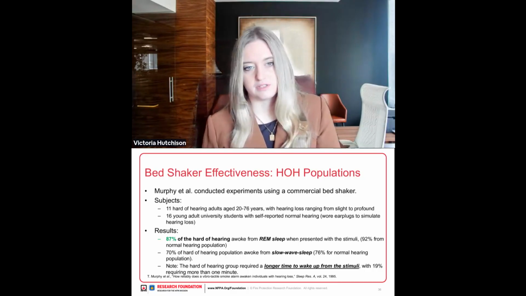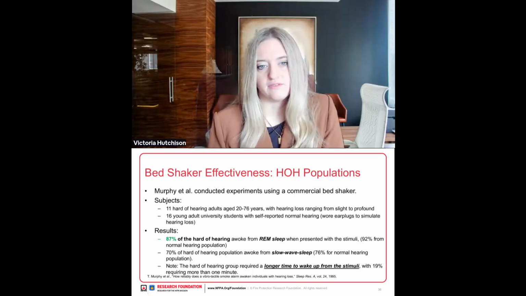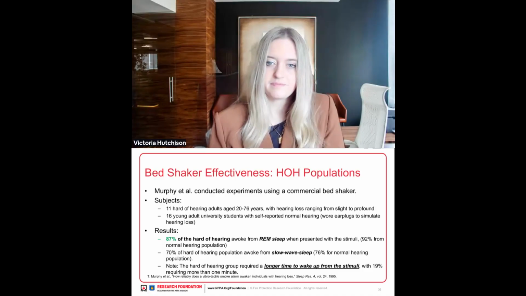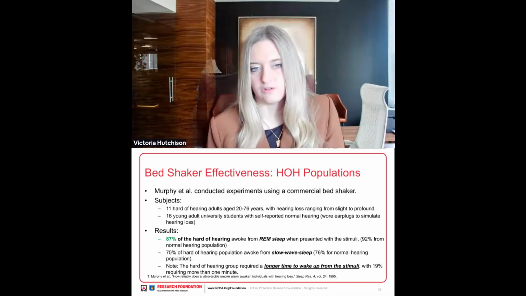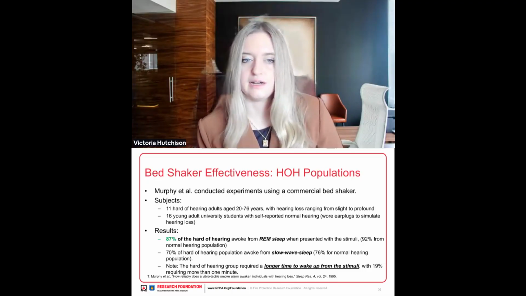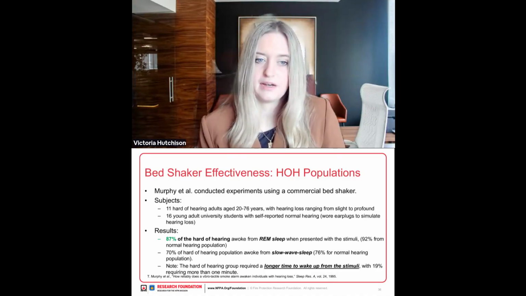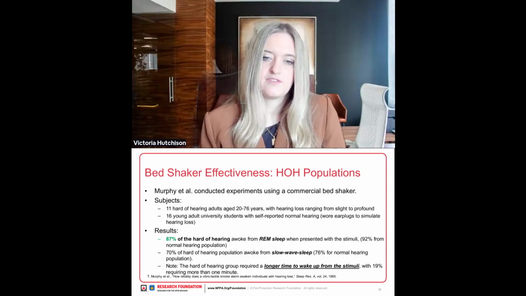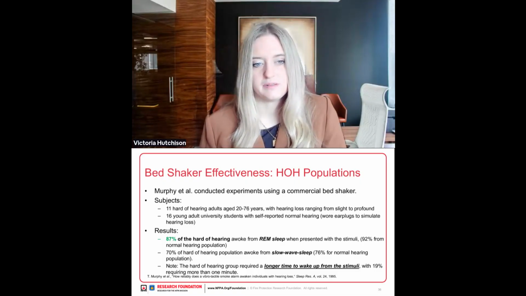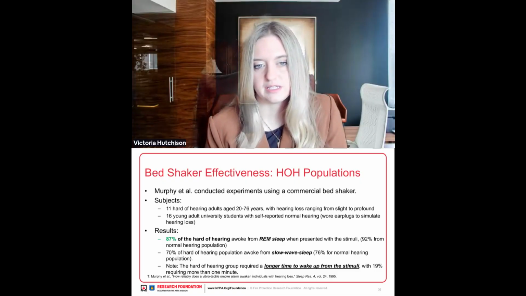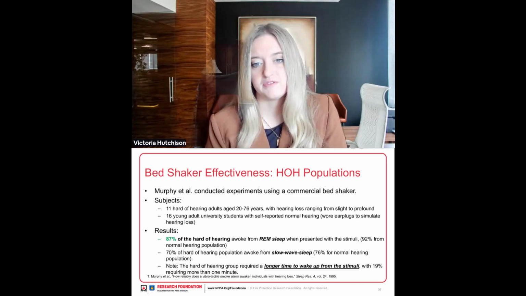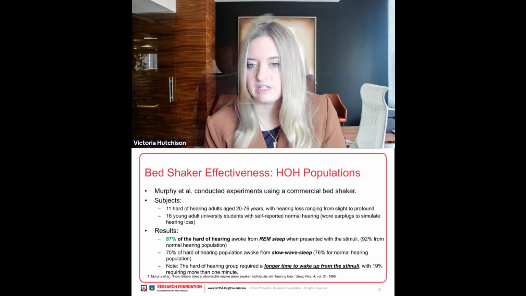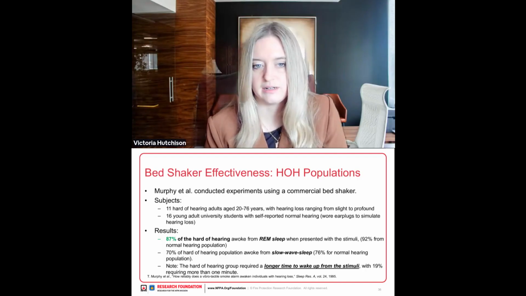So overall, the results of this: about 87% of the hard of hearing population awoke from REM sleep when presented with that stimuli, 92% from the normal hearing population, which is what you would expect to be a bit higher there. From slow wave sleep, so deep sleep, about 70% of the hard of hearing population woke from that type of sleep due to that stimuli, 76% for the normal hearing population.